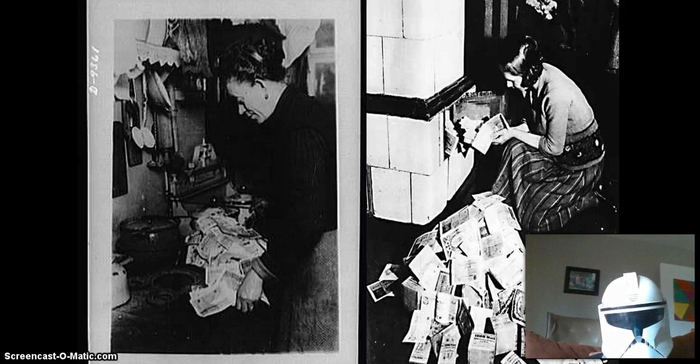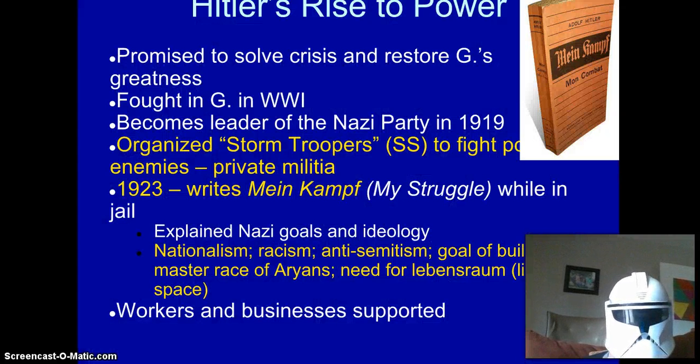So you're literally going to see people pay piles of money for pieces of bread. I remember seeing a show where a guy brought a tractor in full of money just to pay for bread and milk one time. This is not worth the paper the money is printed on.